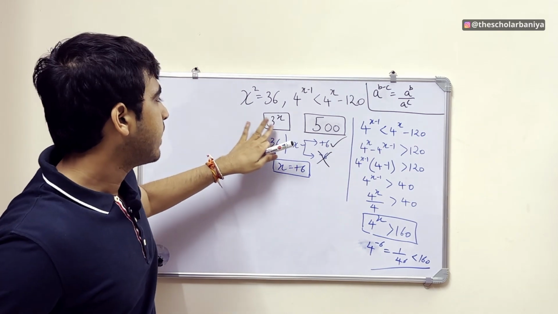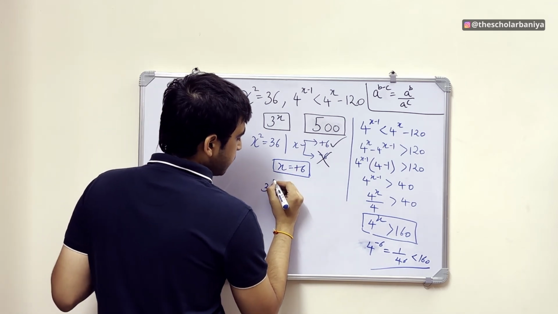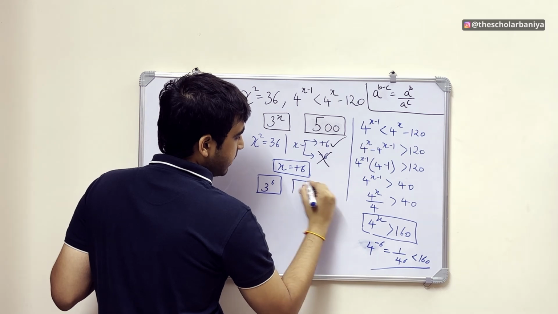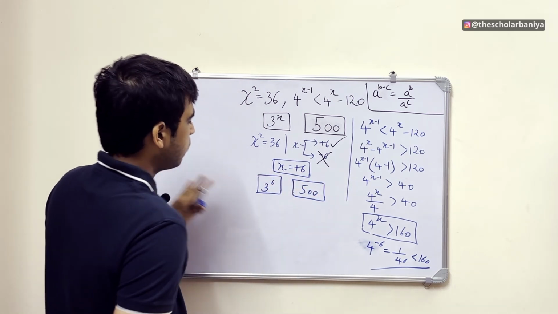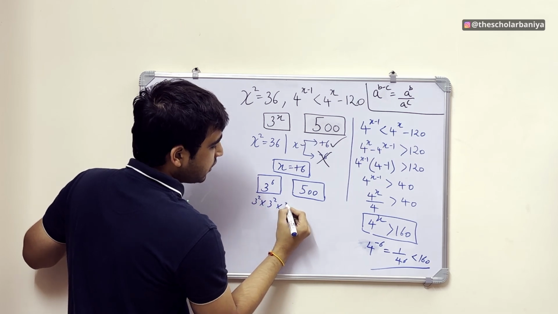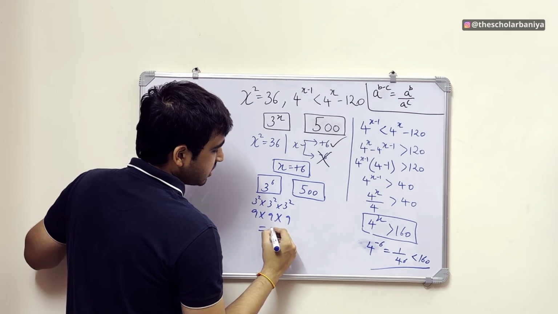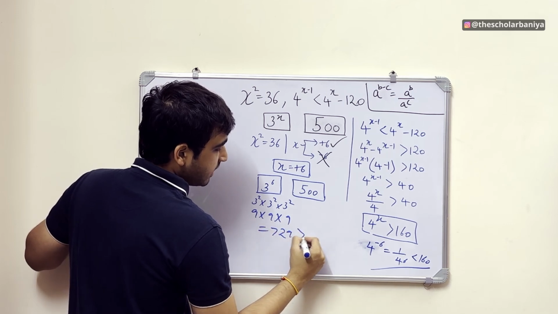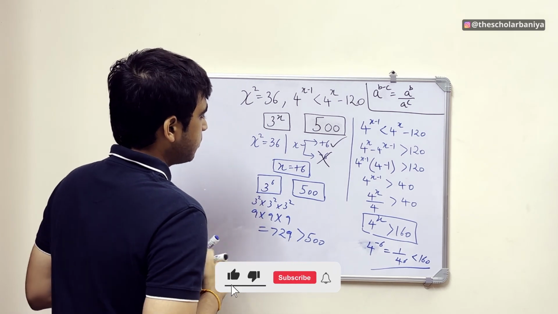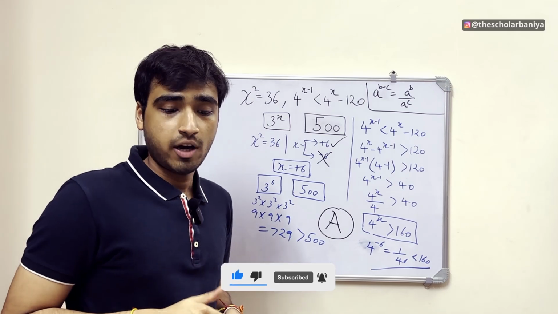Now we were asked to compare 3 to the power x and 500, right? So we just have to compare 3 to the power 6 and 500, which one is greater. So we can easily see 3 to the power 6 is 3 to the power 2 into 3 to the power 2 into 3 to the power 2, right? So 9 into 9 into 9, 81 into 9, which is 729, which is greater than 500, right? So your answer becomes A. I hope this is clear.